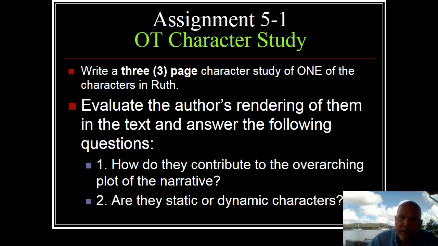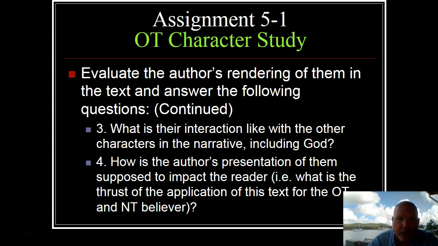Second, how are they static or dynamic characters? How are they being developed? Do we understand what they think? Do we know what they look like? What does the author feel is important enough for us to know? And are they agents or are they fully developed characters? Third, what is their interaction like with other characters, both through dialogue, action, and so forth in the narrative? And that includes God. What is their interaction with God?